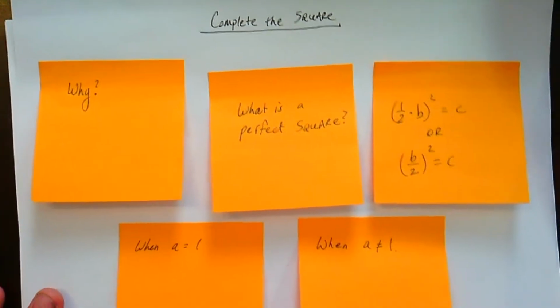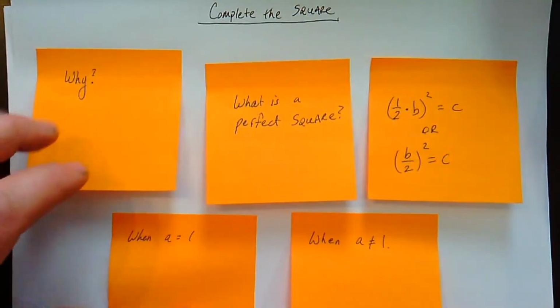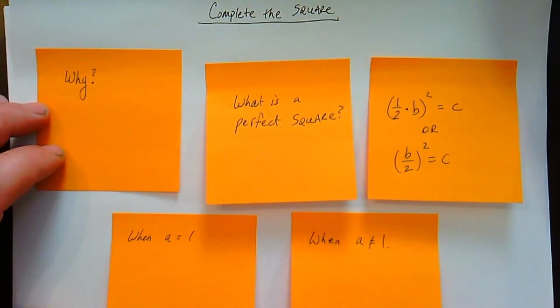So here's the document camera. Here's the things we're going to do. Talk about why, what a perfect square is, the shortcut, what to do when a equals 1, and what to do when a doesn't equal 1.